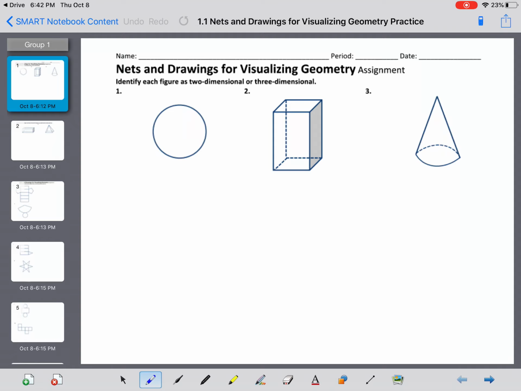Number 1, okay? It has no depth to it. It's flat, so that means it's 2D. Okay, and this is a 2D circle. Number 2, you could see it has depth given those dashed lines, okay? So we know this is 3D, three-dimensional. And this is just a rectangular prism.